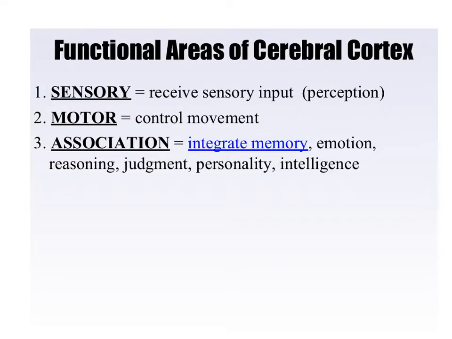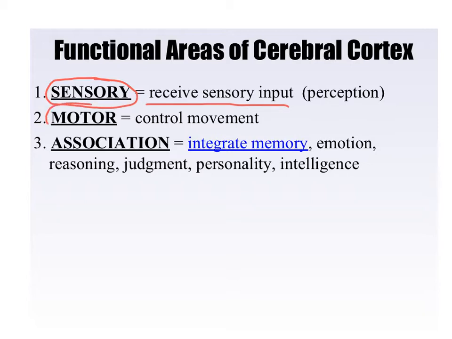Three broad classes of functional areas of the cerebral cortex. First are the sensory areas. These are the areas of the brain which are in charge of receiving sensory input from your peripheral nervous system, and then it analyzes it and interprets what those action potentials, those nerve impulses, actually are. Is it painful? Does it feel good? Where in my body is this stimulus coming from? So those are the sensory areas of the brain.